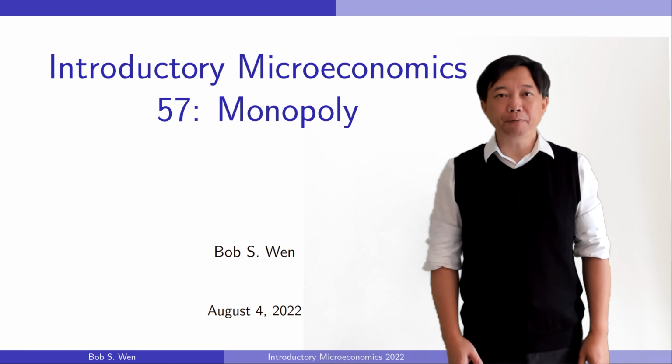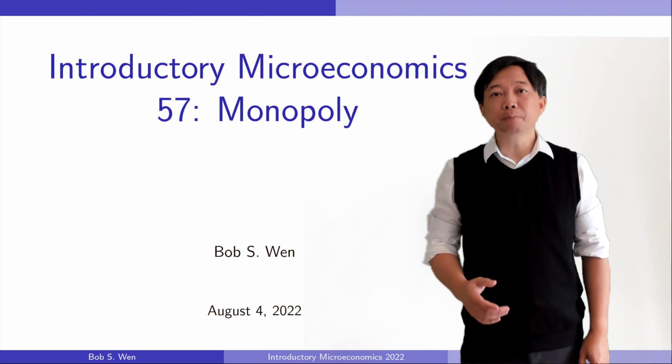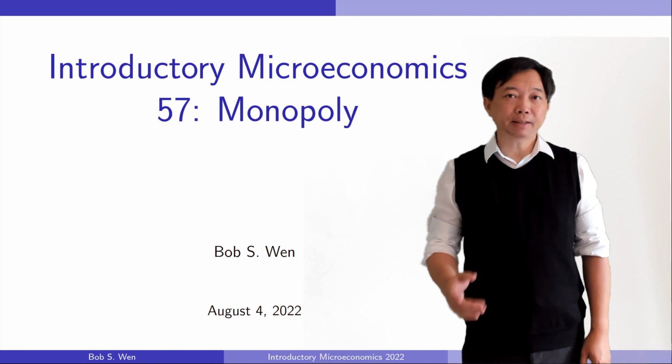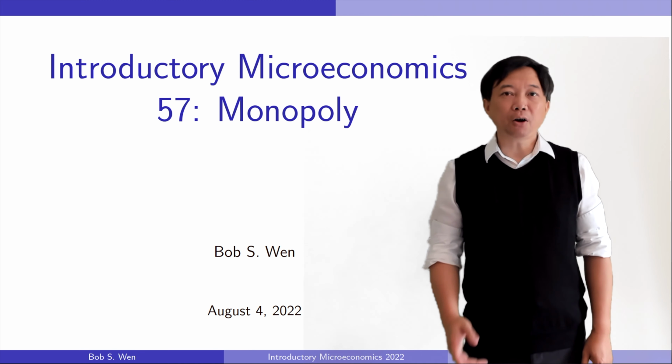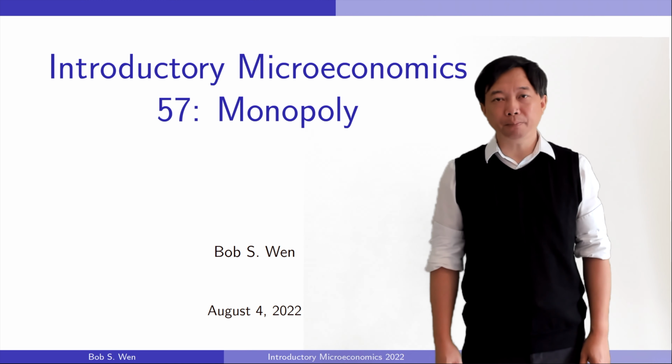From today, we will talk about another market structure, monopoly. A monopoly firm is the only supplier of a good that has no close substitute. A monopoly firm is a price maker. It can set its price. It's not a price taker like a perfectly competitive firm.